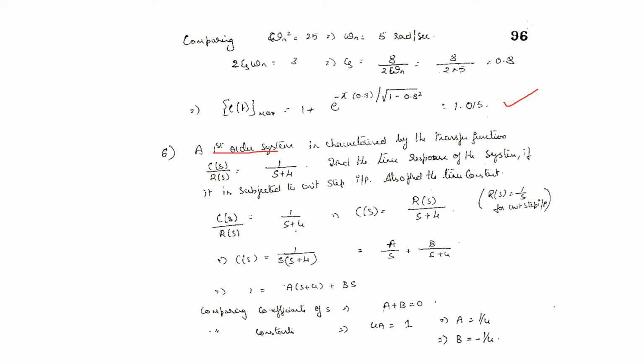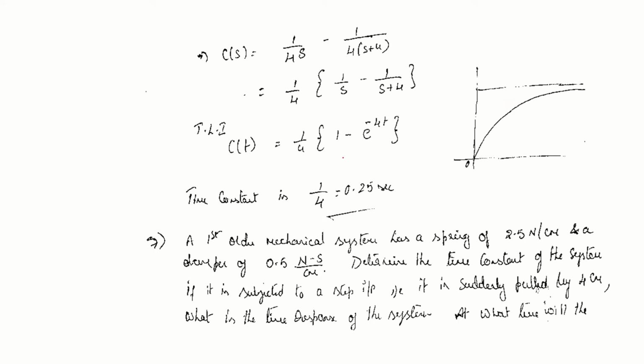So C(s)/R(s) is equal to 1/(s + 4), subjected to step input 1/s. Then split it into partial fractions, right? You get this. Then you will be getting the values of A and B. Substitute back into this and take the inverse Laplace. Okay, you will get this. So obviously the time constant T is equal to 1/4. Time constant is 0.25 seconds.